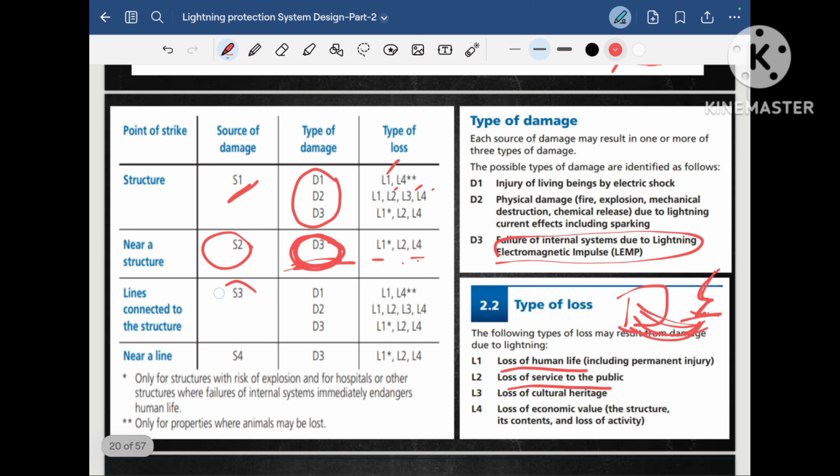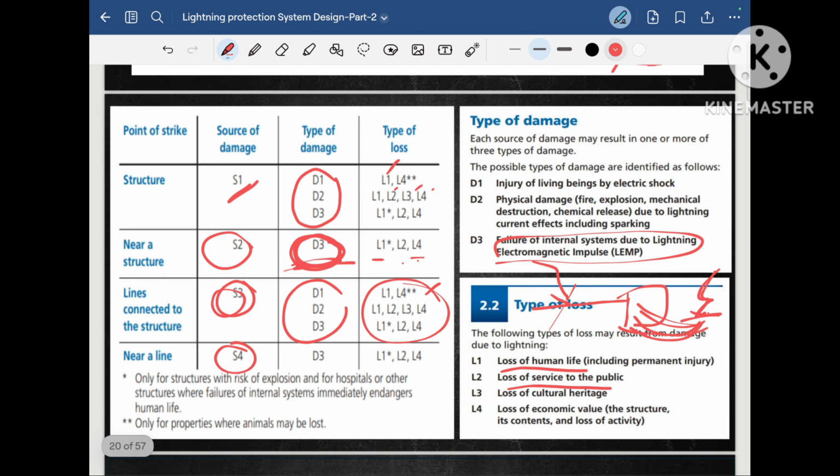Another part is S3 type. S3 can lead to three types of damage, D1, D2, D3, and it could lead to losses of L1, L2, L3 and L4. What is S3? S3, as I told you, is when any overhead line is connected to our project and lightning strikes this overhead line. That is S3 type. Due to this, there could be damage.